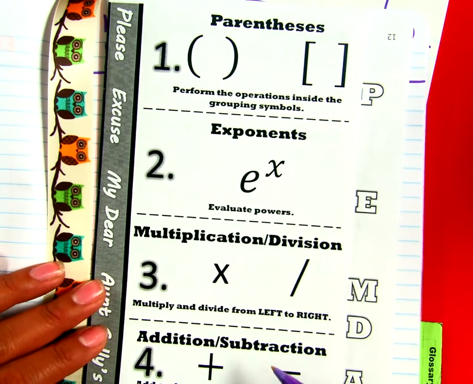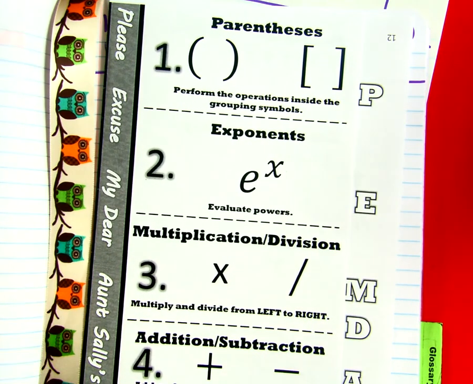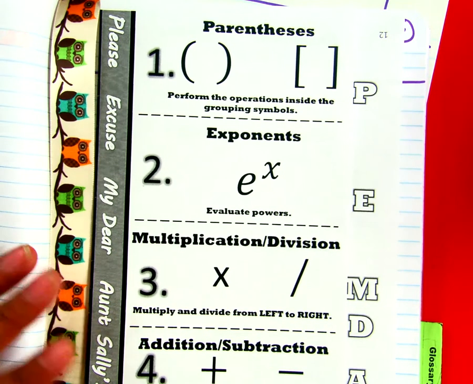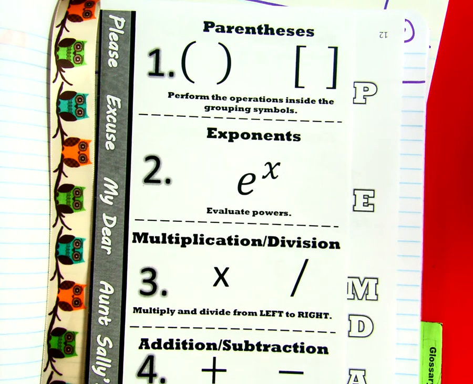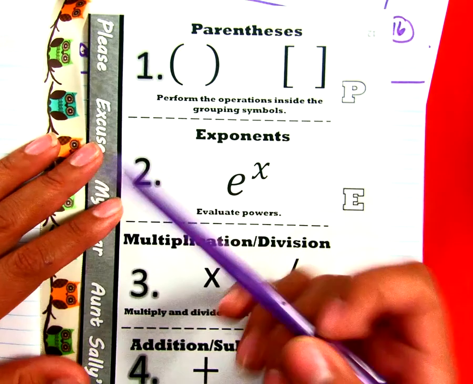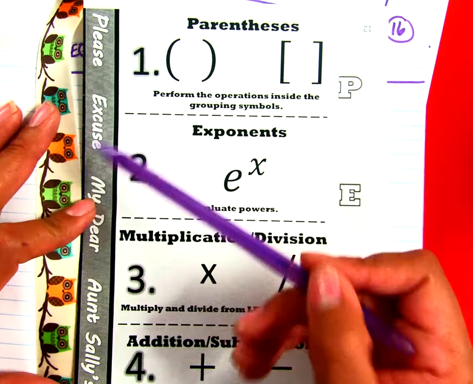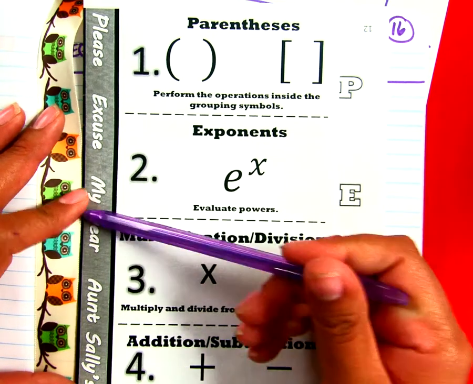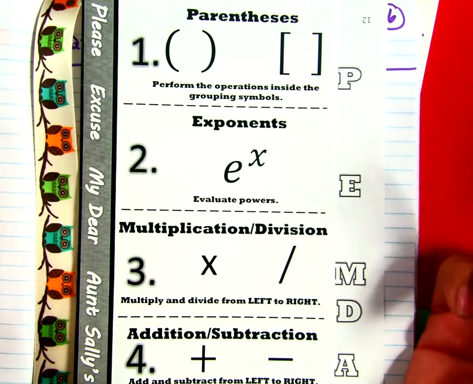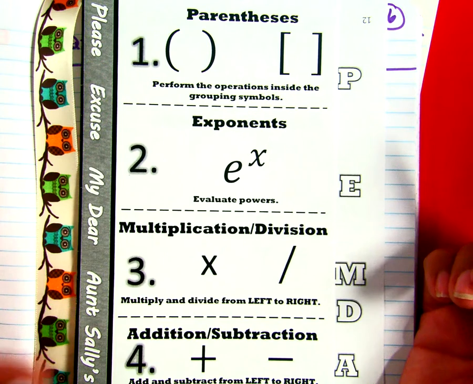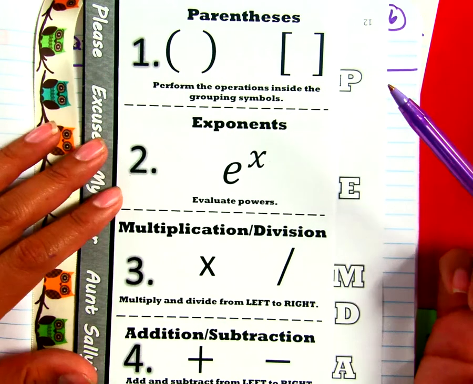When we're doing order of operations, it's kind of like going down a list. So deciding what you have to do first, what do you do second, what do you do third, right, and so on. So, order of operations, a lot of you guys remember, please excuse my dear Aunt Sally, right, or PEMDAS, if you learned it that way. The only thing you have to be careful with is how you group the letters.